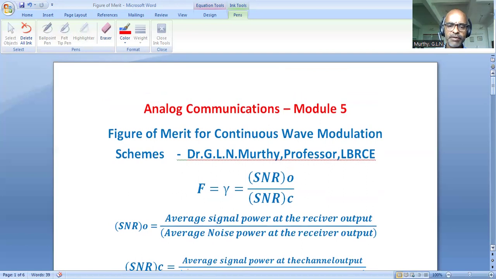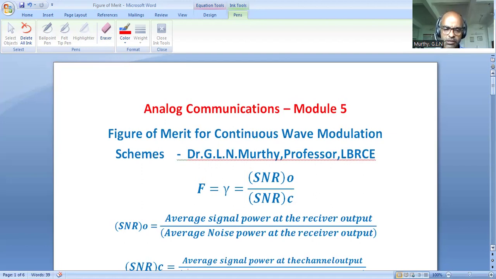If I define figure of merit, it is given as figure of merit F equals gamma equals signal to noise ratio at the output divided by signal to noise ratio at the channel output. The numerator corresponds to whatever you measure at the receiver output. The denominator corresponds to whatever is measured at the receiver input, which is nothing but the channel output. This is because the channel output is given as input to the receiver. That is why the numerator is SNR of O, the denominator SNR of C. C corresponds to the output of the channel.